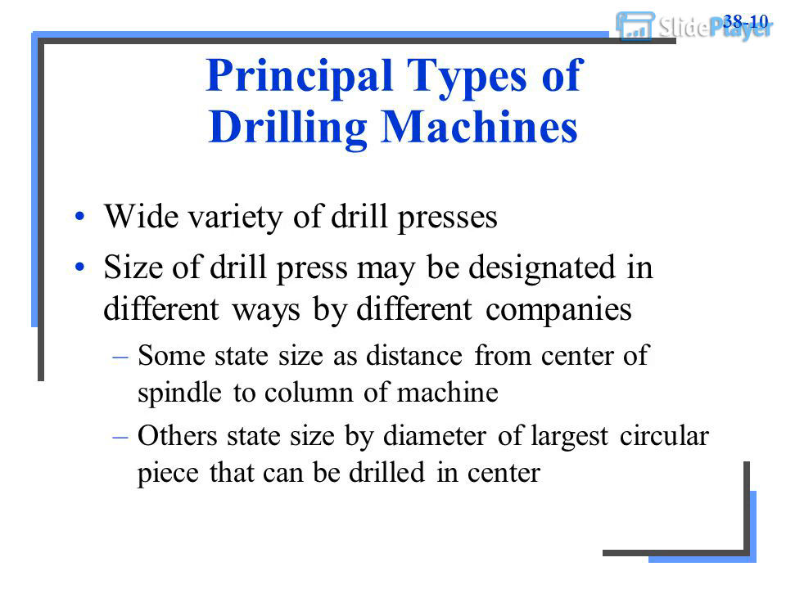Principal types of drilling machines. A wide variety of drill presses. The size of a drill press may be designated in different ways by different companies. Some state size as the distance from the center of the spindle to the column of the machine. Others state size by the diameter of the largest circular piece that can be drilled in the center.